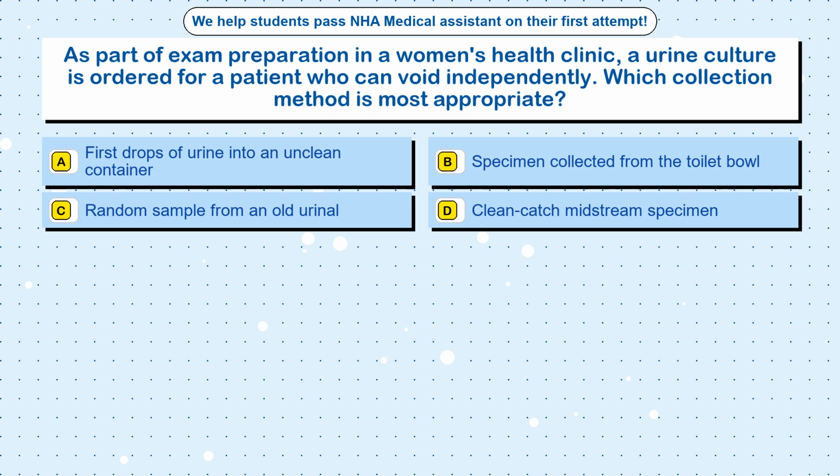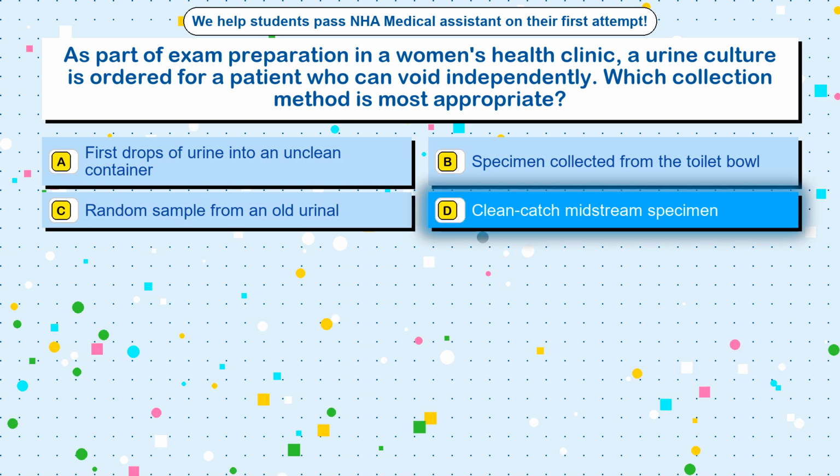Question 10. As part of exam preparation in a women's health clinic, a urine culture is ordered for a patient who can void independently. Which collection method is most appropriate? Option A. First drops of urine into an unclean container. Option B. Specimen collected from the toilet bowl. Option C. A random sample from an old urinal. Option D. Clean catch midstream specimen.